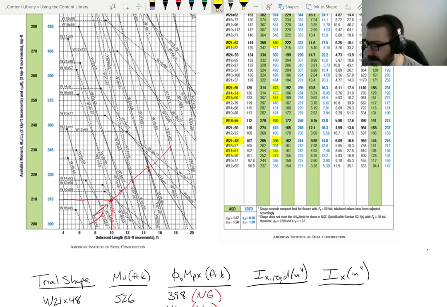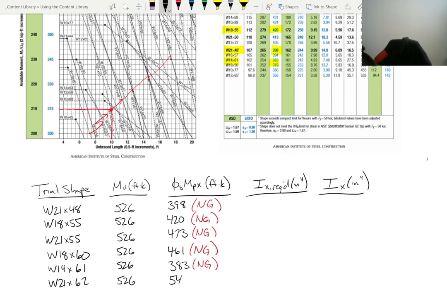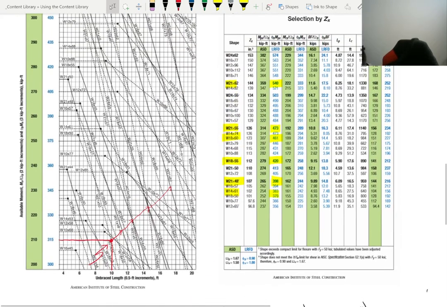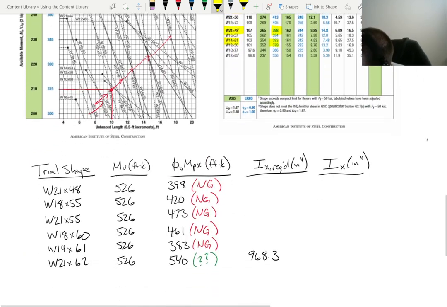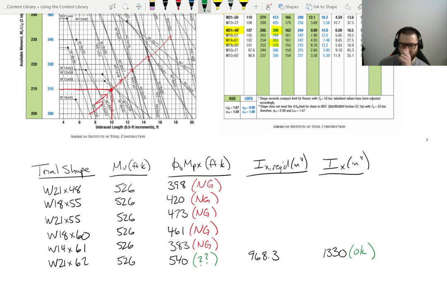It has a phi MP of 540. Interesting. So 540, this is our first shape that we found that has a phi MP that is larger than the applied moment. So I'll say that one might be a candidate. That one might be worth analyzing. But there's no point in picking that section if it doesn't have the required moment of inertia. Now, if you remember, we computed 968 inches to the fourth as a required moment of inertia. And if we go to the 21 by 62, it has a moment of inertia of 1330. So this is 1330. So that should be okay. So I think we ought to try the W21 by 62, a feasible option for this problem.